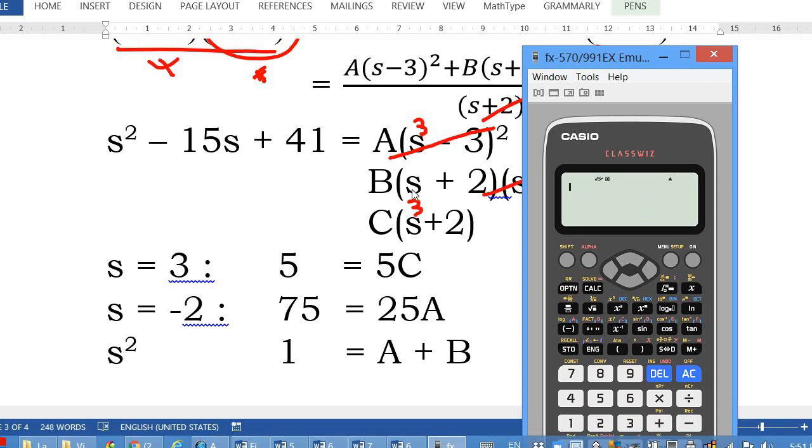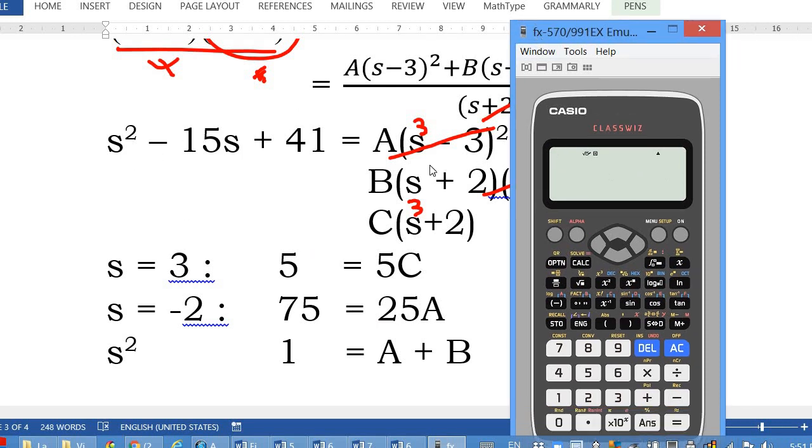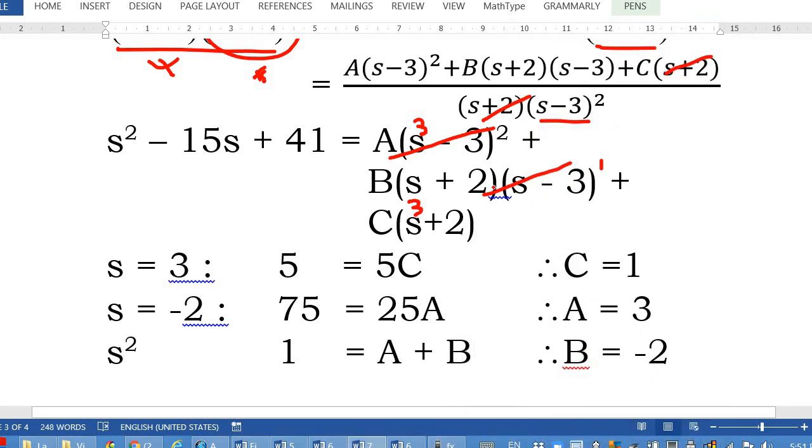And then you substitute s equal to 3 into your left side. So 3 squared, you have 9. Substitute 3 into here, negative 15 times 3. So you have 9 minus 45 plus 41. So you get 5. 5, yeah?